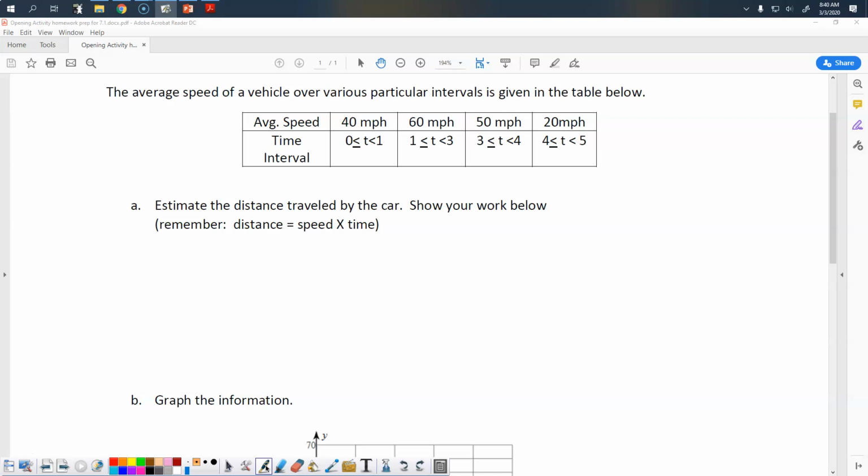You guys good? So estimate the distance traveled by the car. Show your work below. So this is where I'll throw out some bonus points and let you guys tell me what you did and how you did it. Who got number 1 and wants to share what they got?